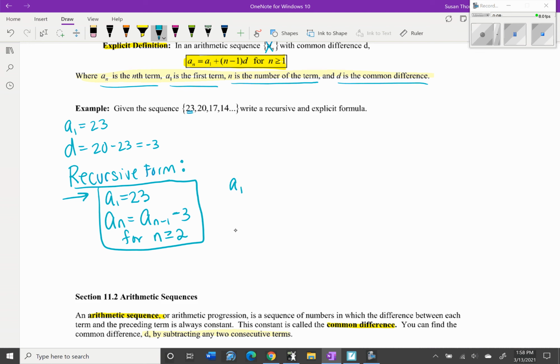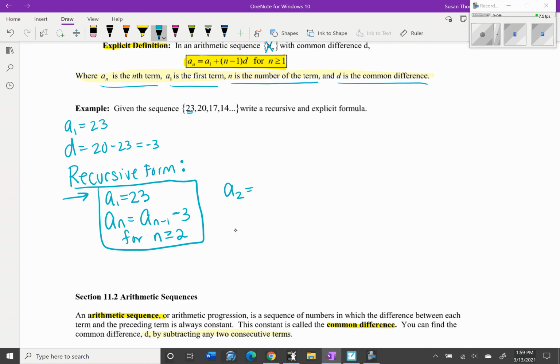If I were to plug 1 in, I would get a sub 1 minus 1 minus 3. So a sub 1 we know is equal to 23. But look what happens. I get a sub 1 minus 1, which is a sub 0, minus 3. So we don't have a 0 term. That's why we wouldn't start with 1. That's why you have to start with n values greater than or equal to 2, because we're starting with the first term.